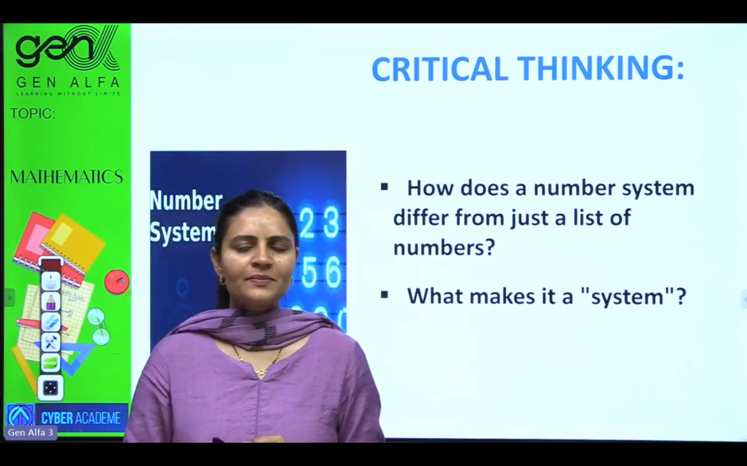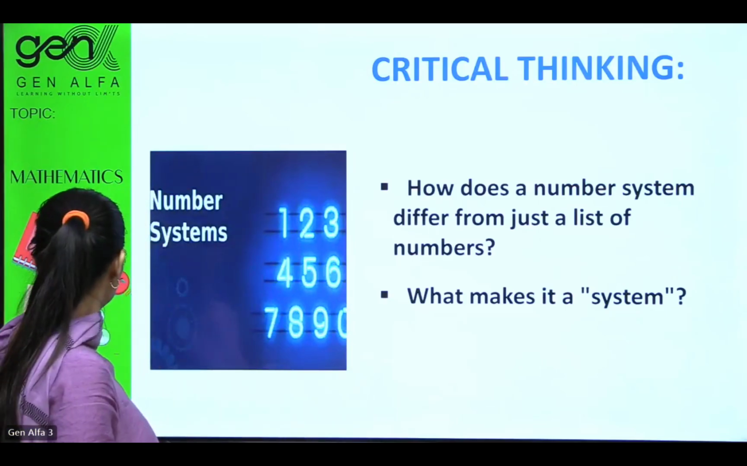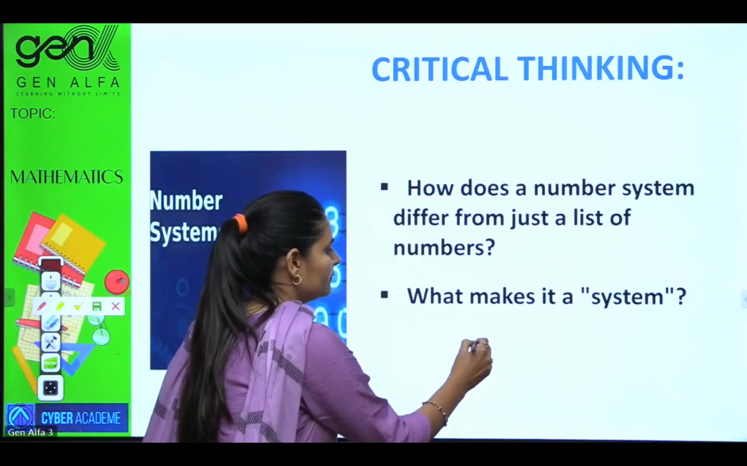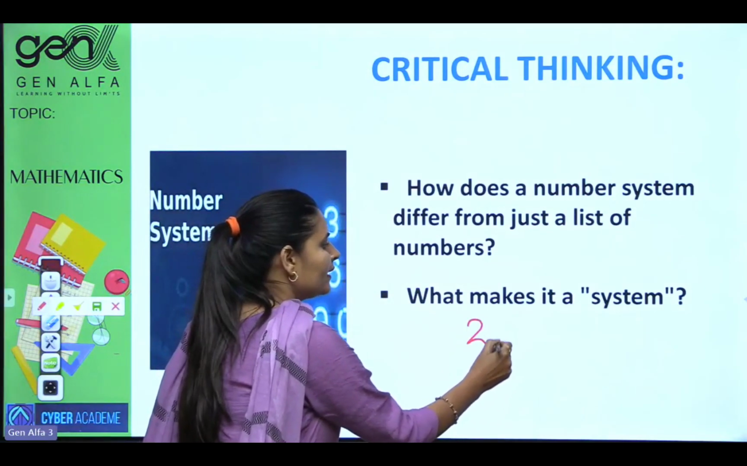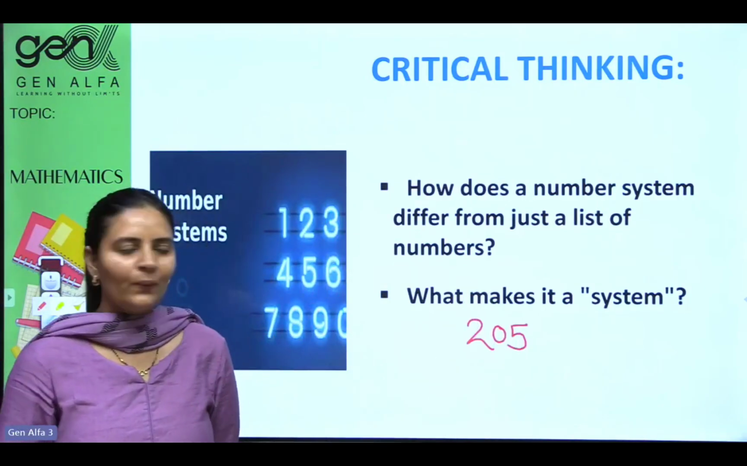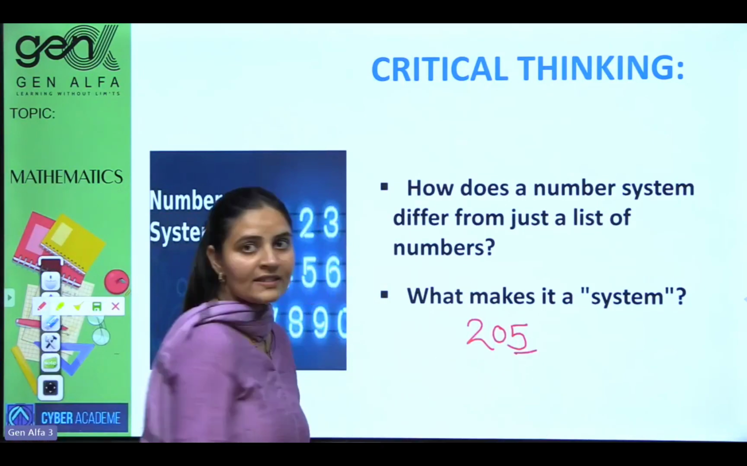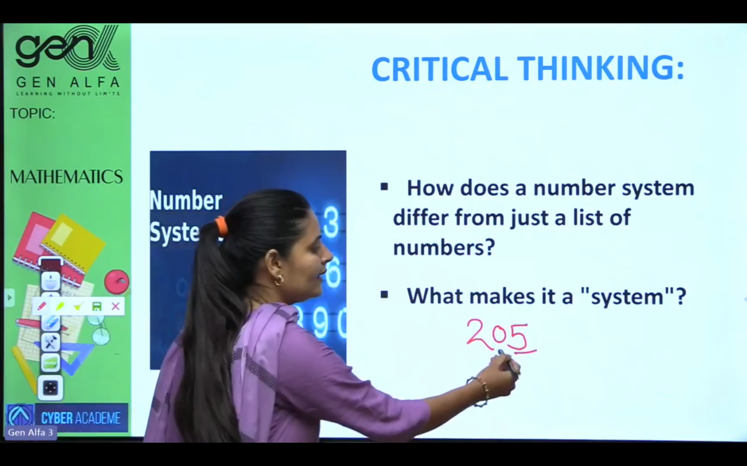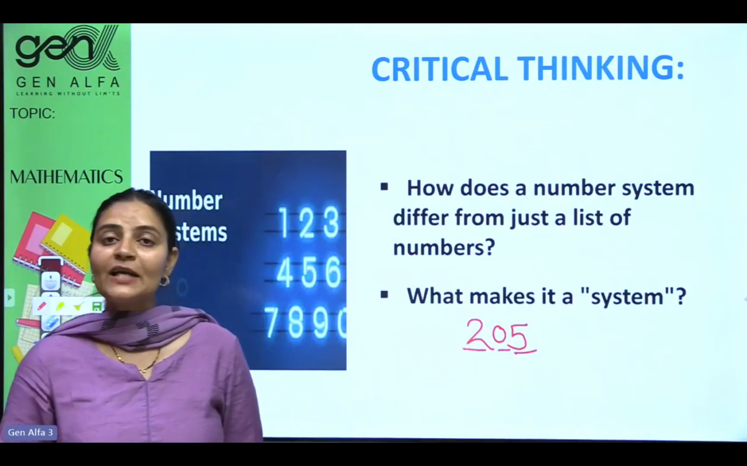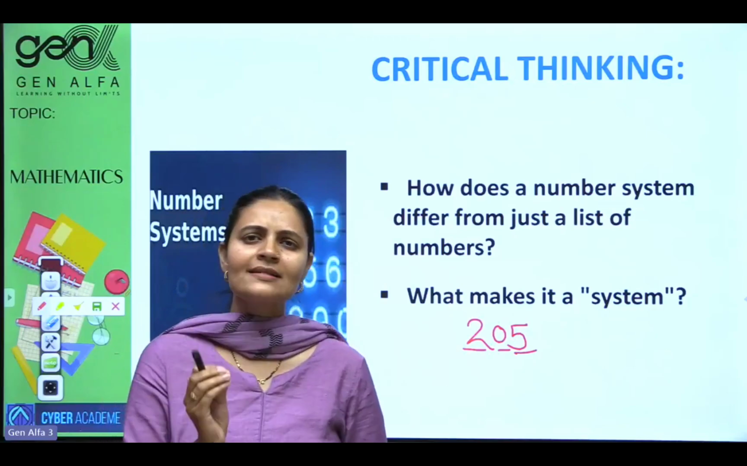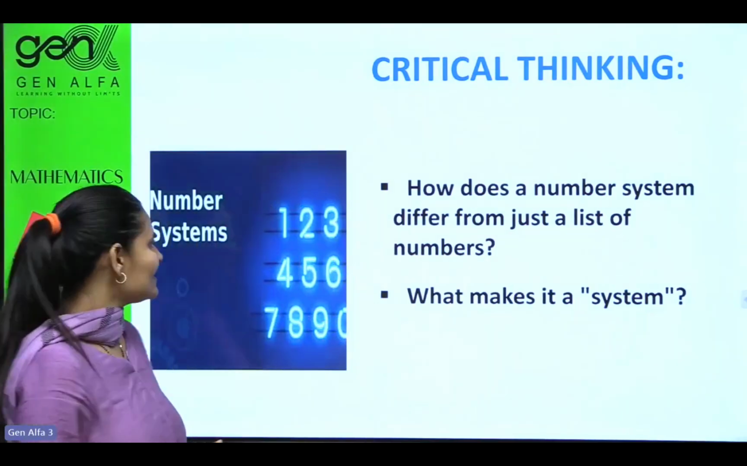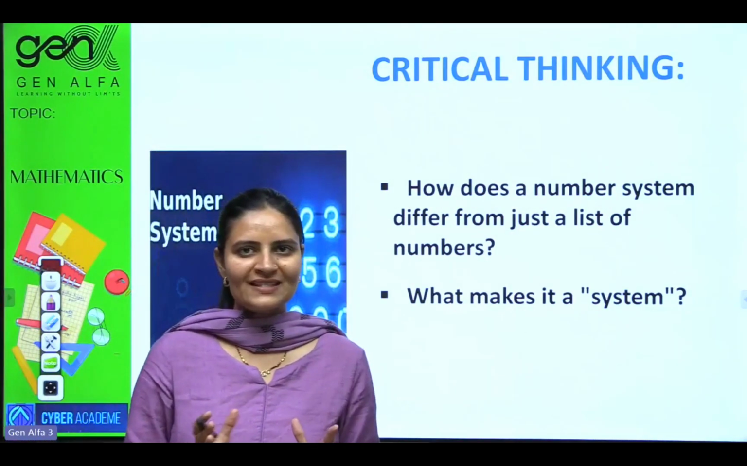Let's understand this mathematically. Let's suppose the number is 205. As you know, 5 is at the ones place, 0 is at the tens place, and 2 is at the hundreds place. That's what makes it a system. It has a specific structure. So, my number thinkers, you are clear about what a number system is.